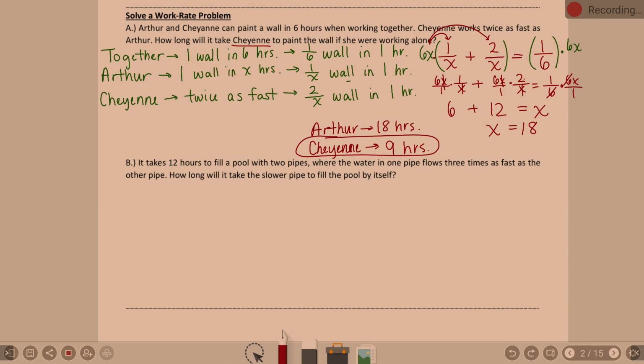Okay, shall we start similar to how we started last time? What do we know first? Together, 12 hours. Okay. Together, they can fill 1 pool in 12 hours, yes? What does that mean that can be done in 1 hour? 1/12 of the pool. Okay, so that means 1/12 of a pool can be filled in 1 hour. Okay, and then what do we have? We have a slow pipe and a fast pipe.